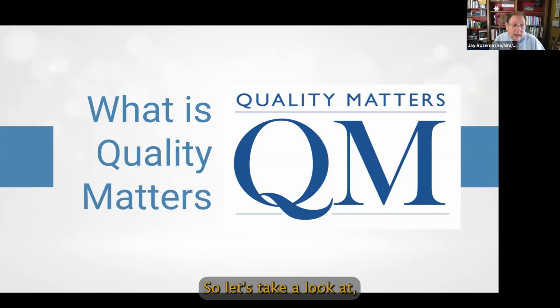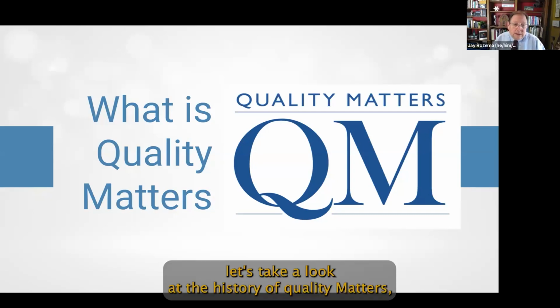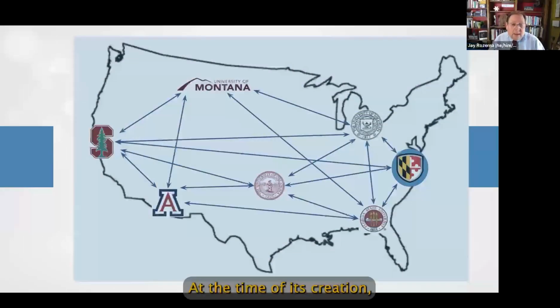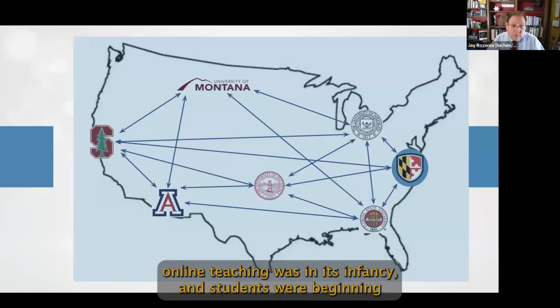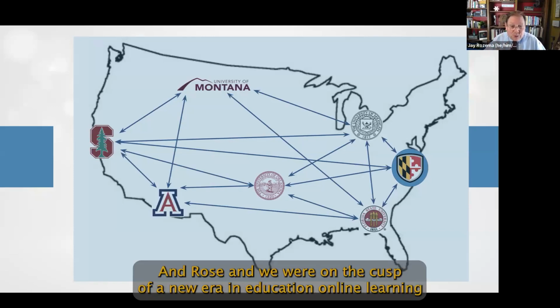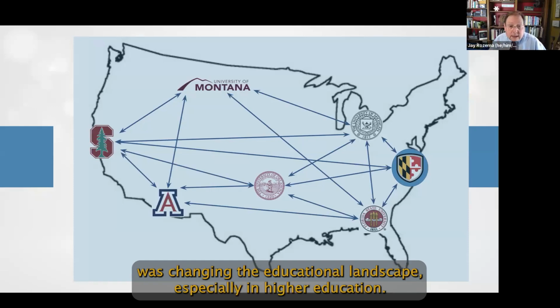So let's take a look at the history of Quality Matters because it's actually a very interesting history. At the time of its creation, online teaching was in its infancy, and students were beginning to look at their education differently. It was the turn of the 21st century, and we were on the cusp of a new era in education. Online learning was changing the educational landscape, especially in higher education.